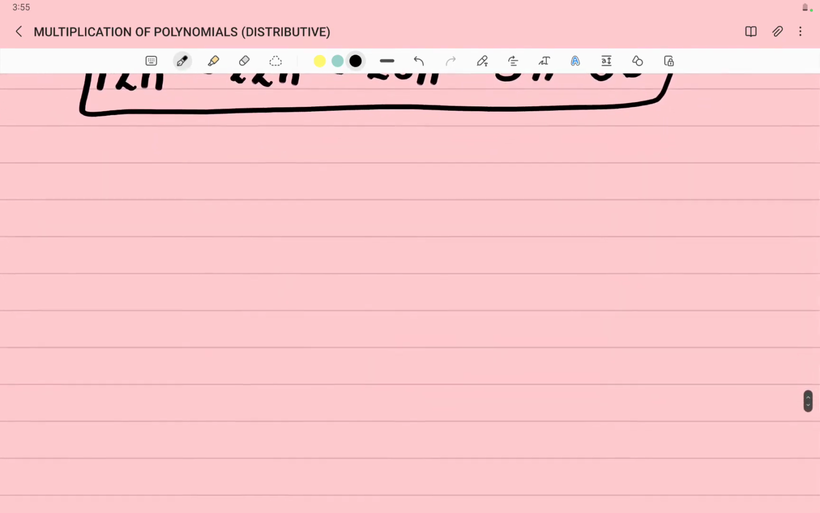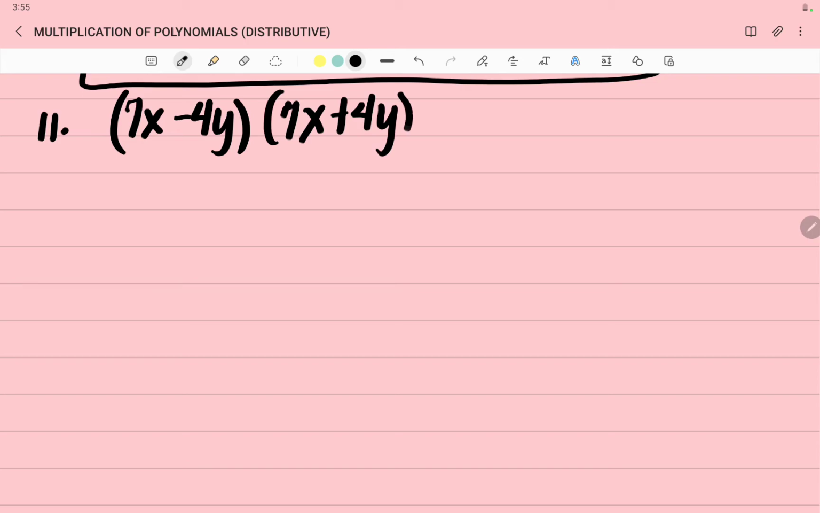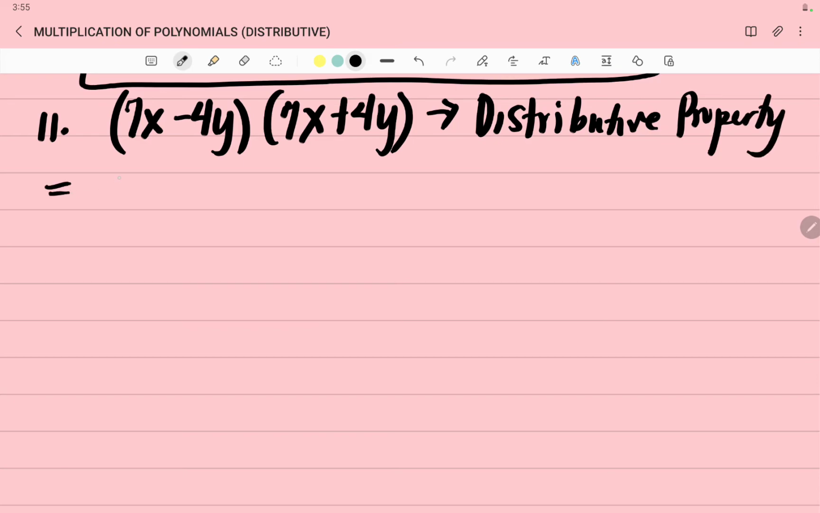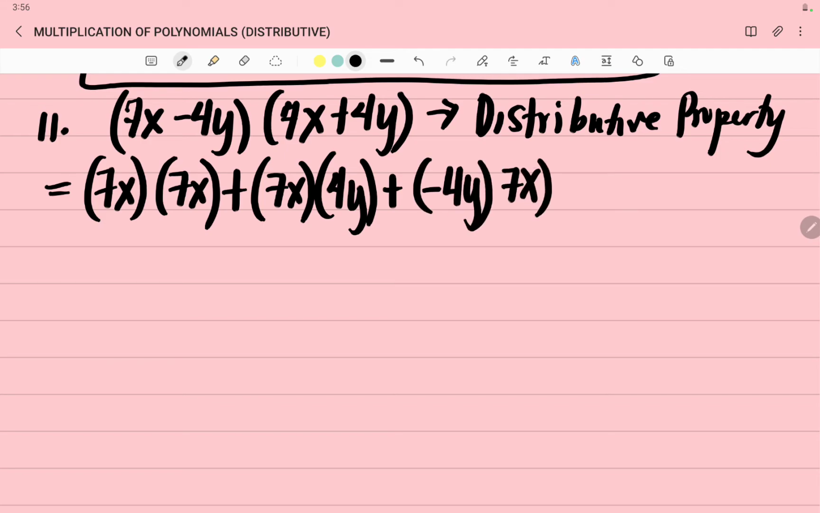Okay, next, number 11. For number 11, we have 7x minus 4y times the quantity 7x plus 4y. Okay, so let's answer first by using distributive property. Okay, so we have now 7x times 7x plus 7x times 4y plus negative 4y times 7x plus negative 4y times 4y.